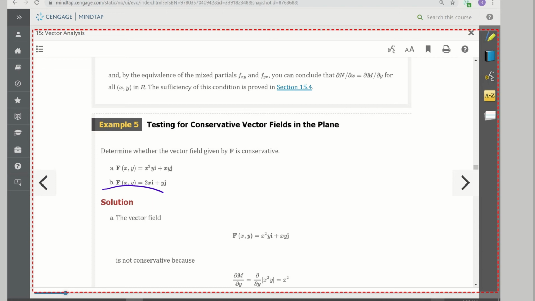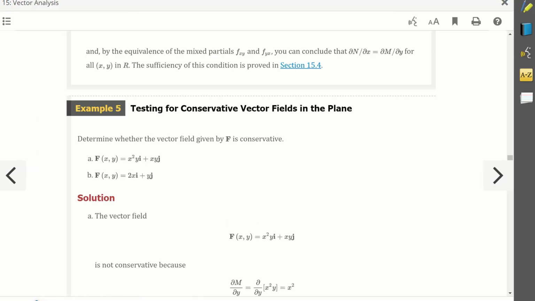And so we do see that in this case, the partial of M with respect to y is equal to the partial of N with respect to x. And so this vector field would be conservative. So F is conservative. This is a pretty convenient and easy check for us when we have the expression to see whether or not the vector field is conservative.